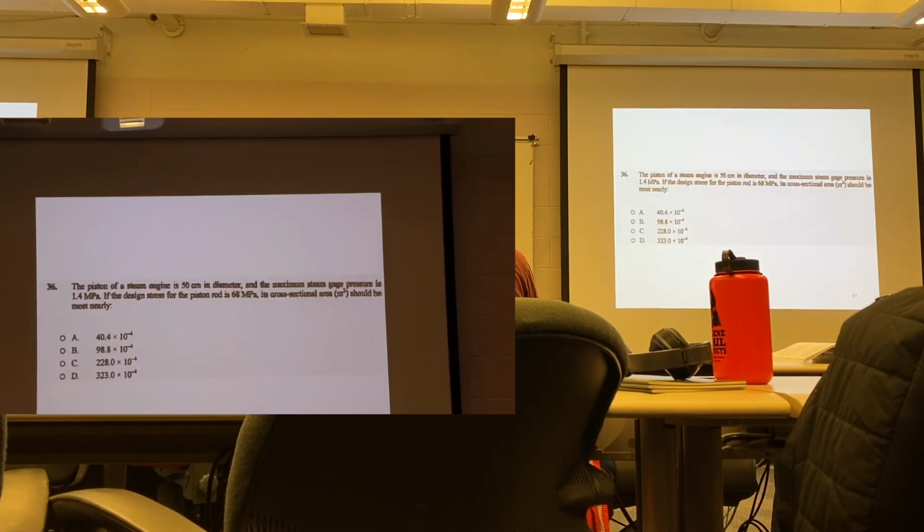Another example. The piston of a steam engine is 50 centimeters in diameter. If the maximum steam gauge pressure is 1.4 megapascal, and the design stress for the piston rod is 68 megapascal, its cross-sectional area in meters squared should be most nearly what? What are we doing here? What is this problem?